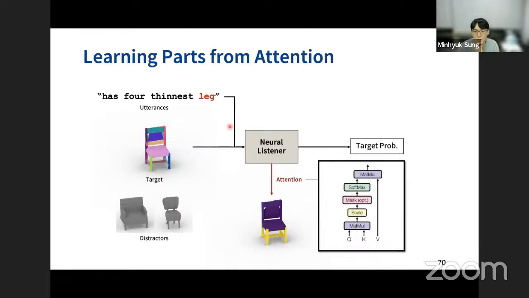So we are discovering semantic parts from very weak supervision, which is these language descriptions, very holistic representations of the entire shapes.